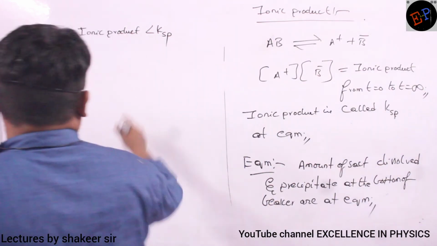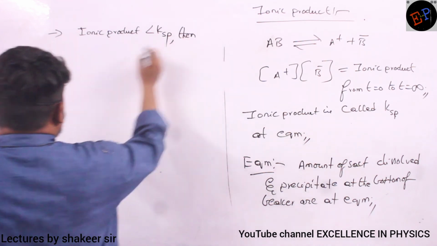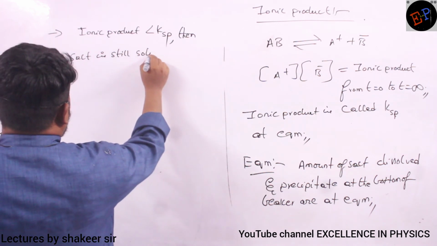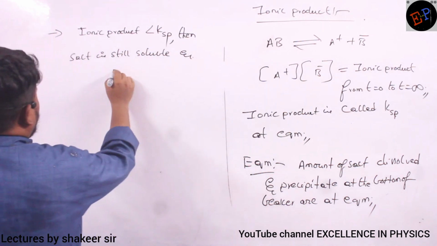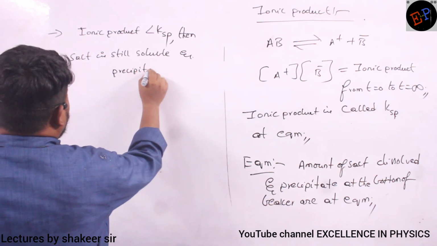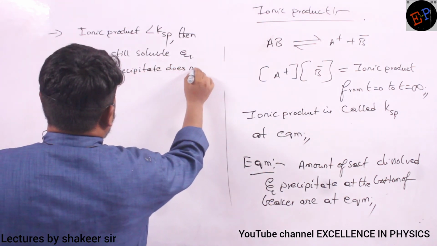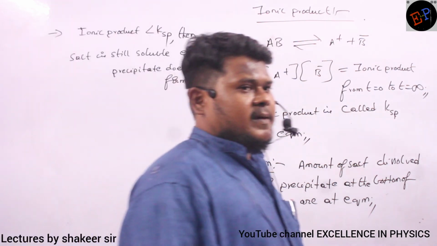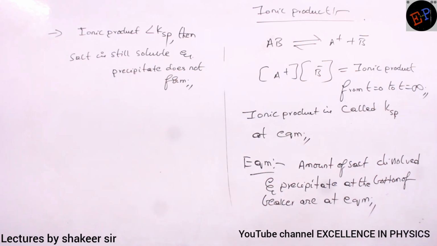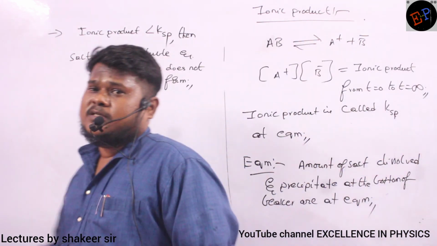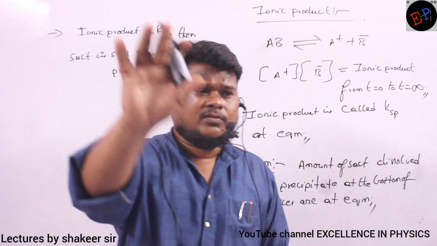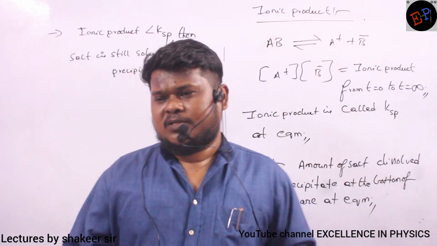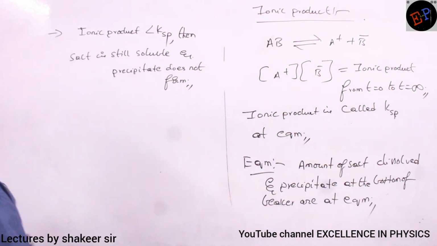Are you able to understand? Then what happens? Then salt is still soluble and precipitate does not form. This is the meaning of this one. So if the ionic product is less than Ksp, still there is some possibility for salt to dissolve. And if salt is still soluble, precipitate does not form. That is the meaning of this one. Clear now?